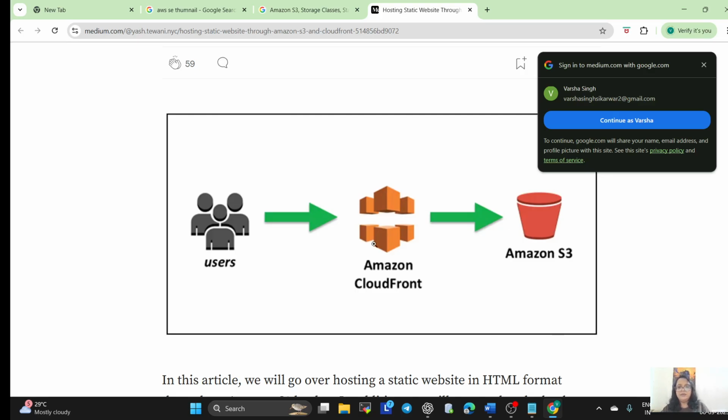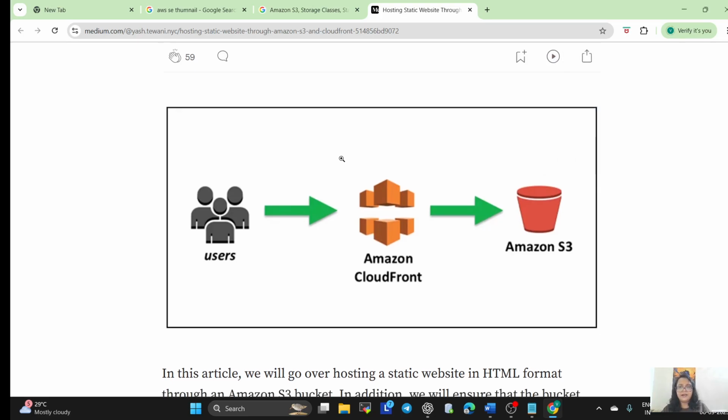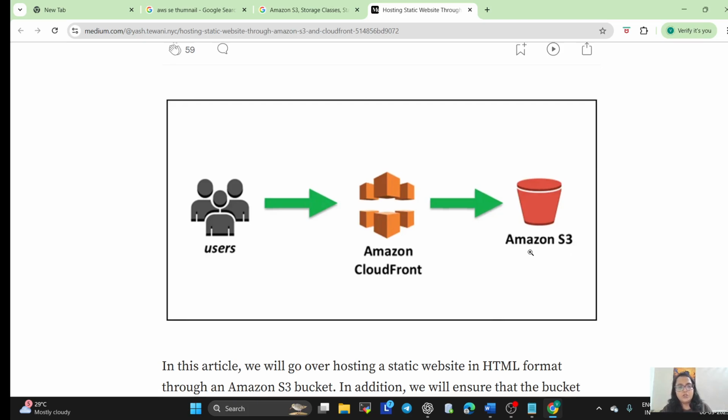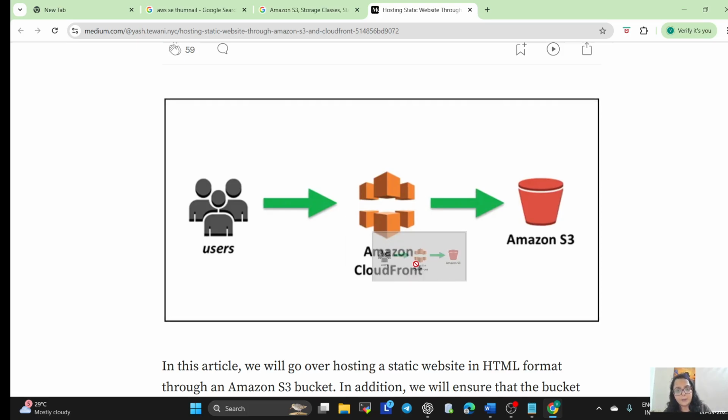So this is the image which I kept here so that you will understand what we are going to cover in this topic. So see, here there is a user, and the user will make a request, and then what Amazon CloudFront's role will be and what Amazon S3 will do. Before jumping into the topic, we should have a basic idea about it.